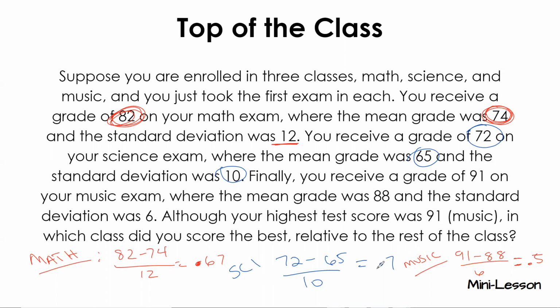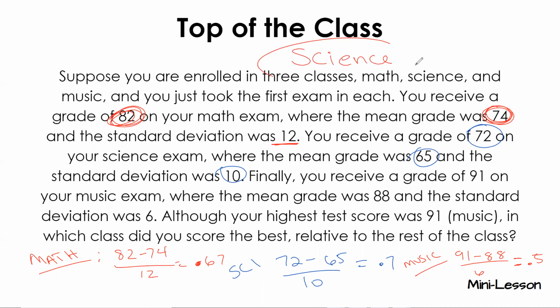0.67 versus 0.7? Go ahead. 0.5 at the end. That's 0.5. What'd you say, Gravy? 0.67 versus 0.7? Science is higher. Okay. Gotcha.